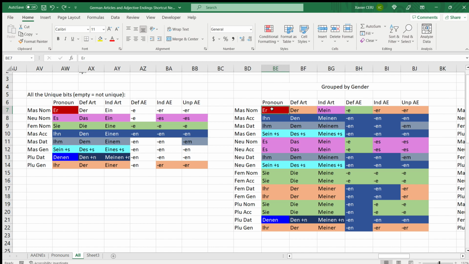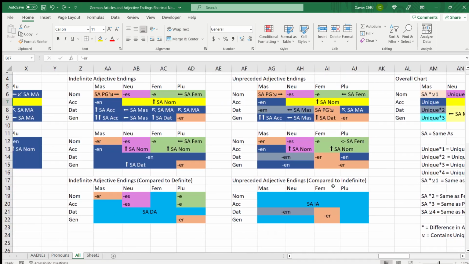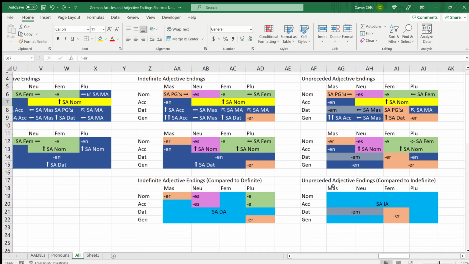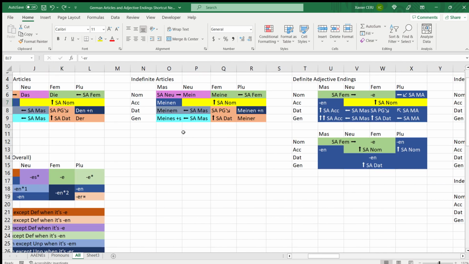Look at the wide variety of colors we have going on here. We have, obviously, its own unique pronoun that doesn't exist anywhere else. But we have the definite article from the plural genitive. We have the indefinite article from the neuter nominative. We have the definite adjective ending from the feminine nominative, and the indefinite and unpreceded adjective endings from the plural genitive. It's like all over the place. Anyways. Sorry. Now we can talk about the adjective endings.